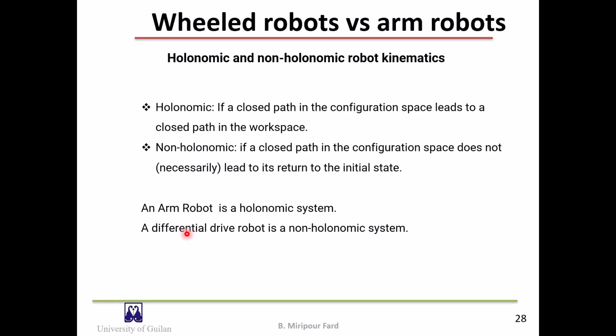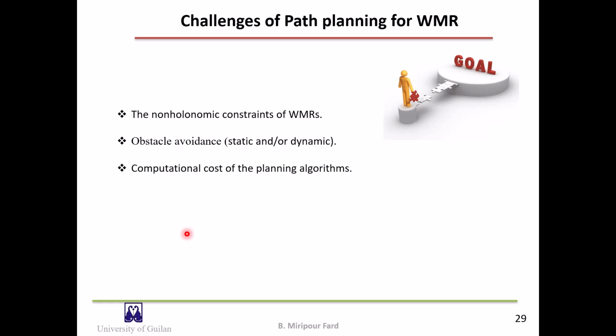In conclusion, a robot or a constraint is holonomic if a closed path in the configuration space leads to a closed path in the workspace, and it is a non-holonomic system if a closed path in the configuration space does not necessarily lead to its return to the initial state. So an arm robot is a holonomic system, and a differential drive robot is a non-holonomic system.